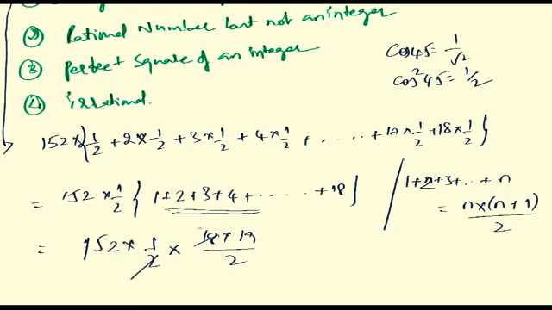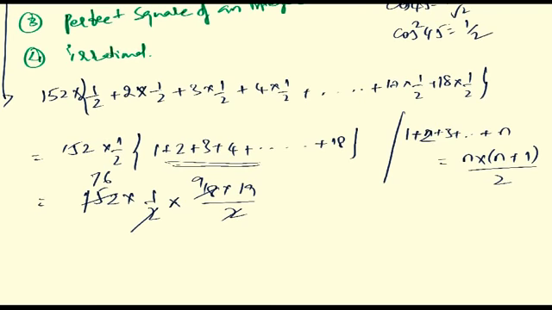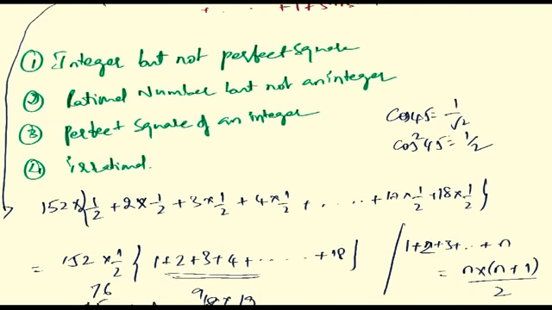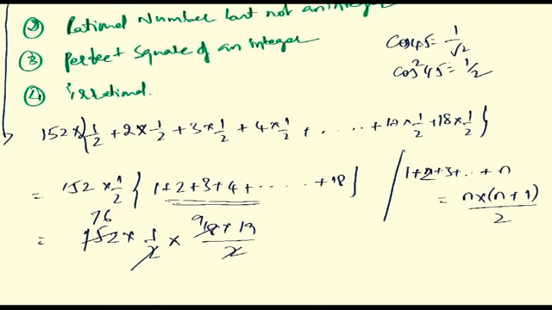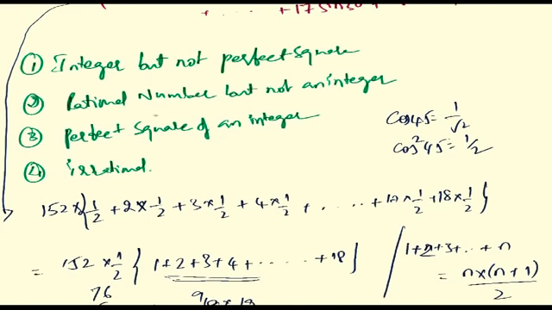So 2 ones are 2, 2 nines are 18, and so on. So what value are we getting here? That is important. Is it a perfect square? No. What are the options given? Integer but not a perfect square. Rational number but not an integer. Clearly there is no denominator here, so it is clearly an integer, and it is not a rational number but not an integer. So from these two you can answer the question. Is it a perfect square or an integer?